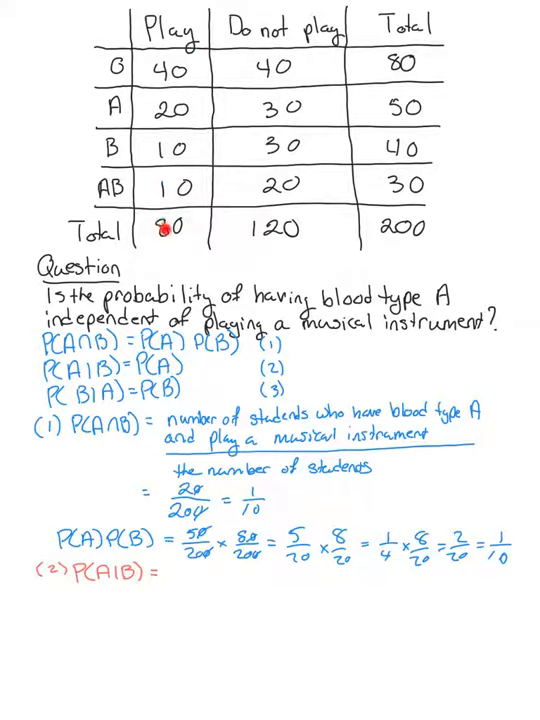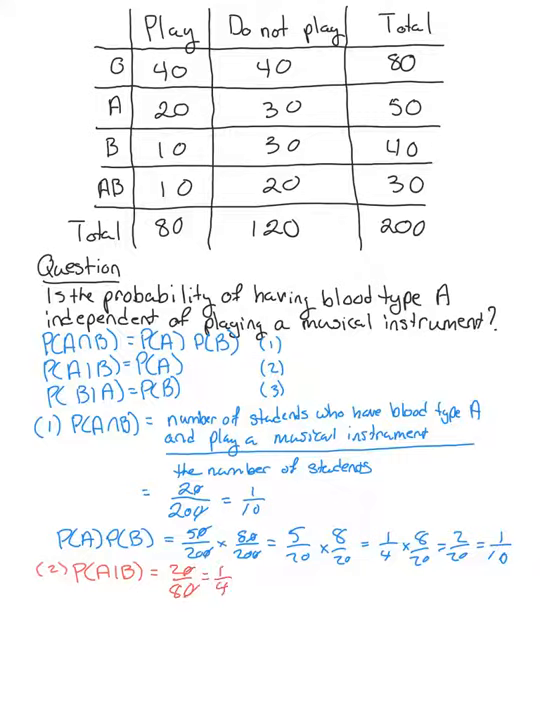So we're looking at this column, and A given B, so that will be the number of students who have blood type A, given that they play a musical instrument. So that's going to be 20 over 80. There you go. You can cancel out a little bit more. Now it gets to 1/4.